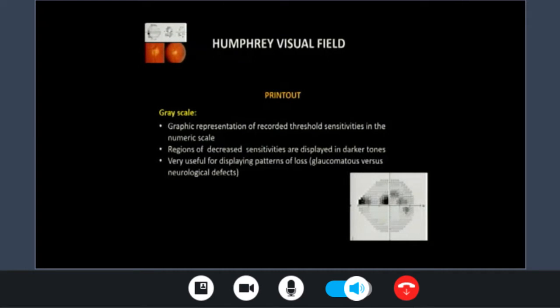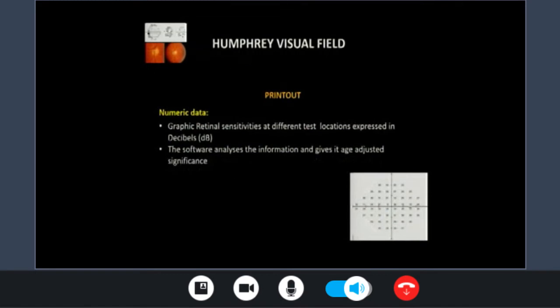And it's very useful for displaying pattern of loss being actually glaucomatous or neurological defects. Numeric scale, again, it will give us graphic retinal sensitivities at different test locations expressed in decibels, as you can see here.